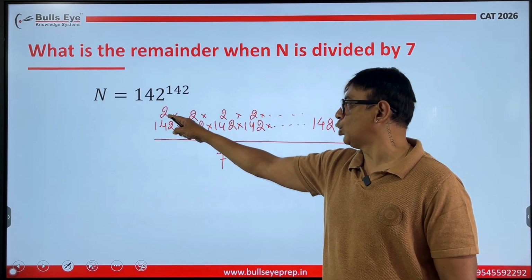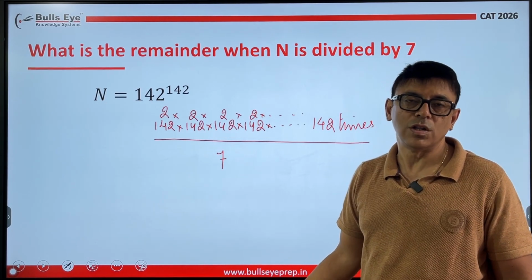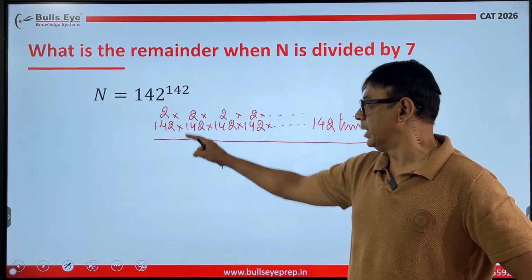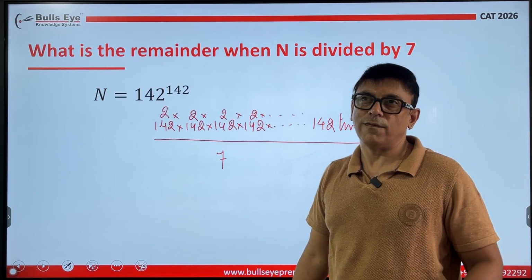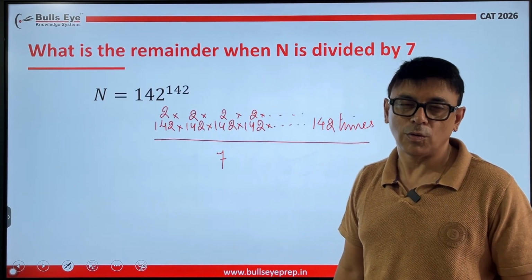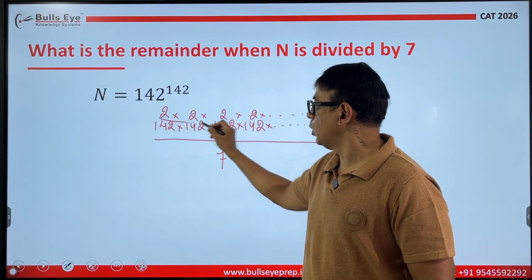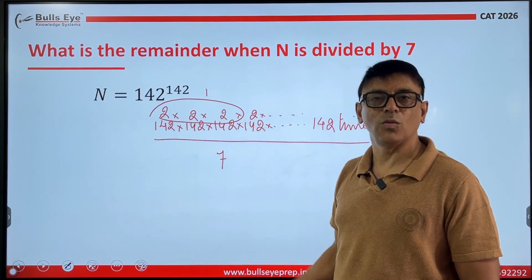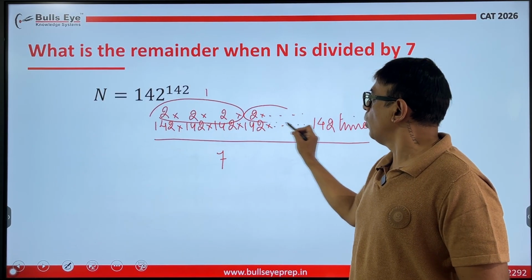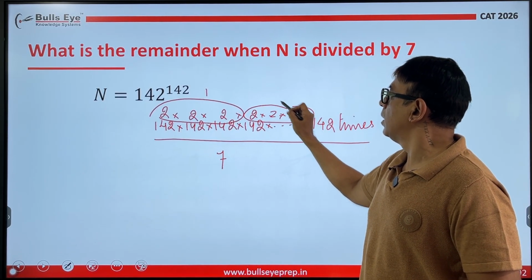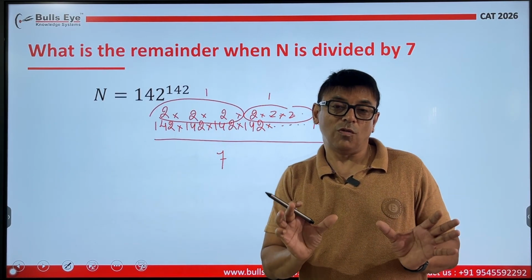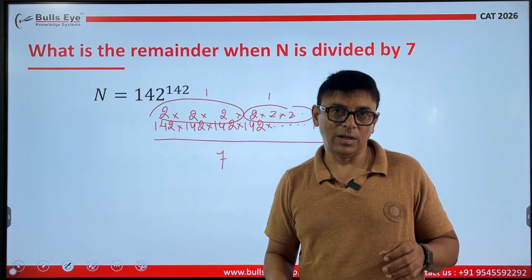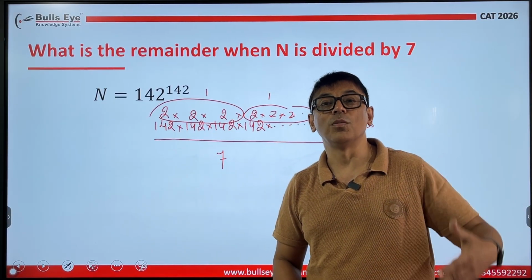Now 2 divided by 7. It's already reduced; it cannot be reduced further. 2 into 2, 4, divided by 7. 4 is still smaller than 7. You cannot do anything more than that. But if you take 2 into 2 into 2, 3 terms, 8 divided by 7, the remainder is 1. So if I take one more triplet, the remainder is 1. This way, if I go on taking triplets, I manage to reduce the size of the numerators.